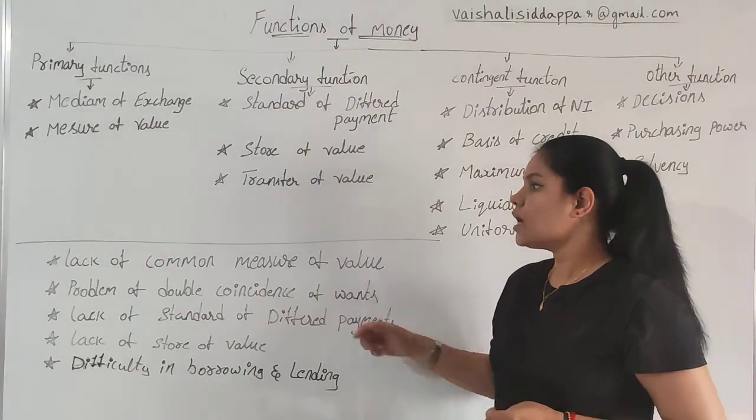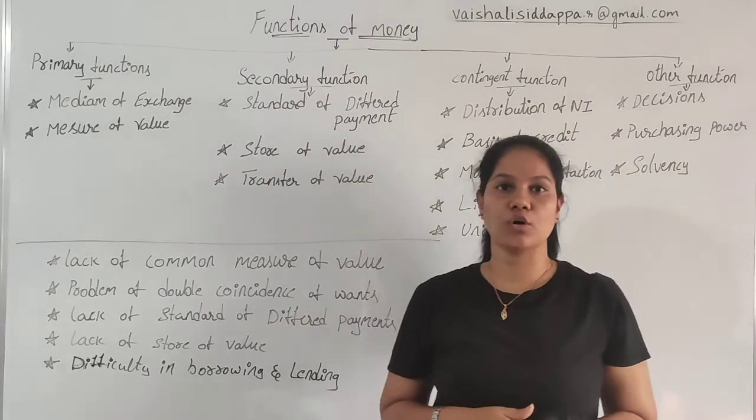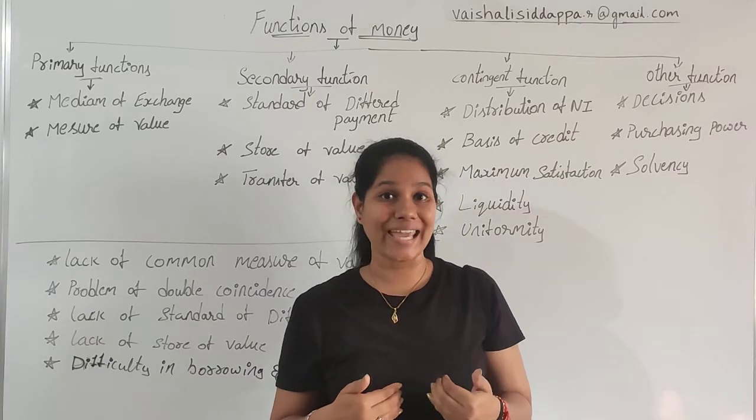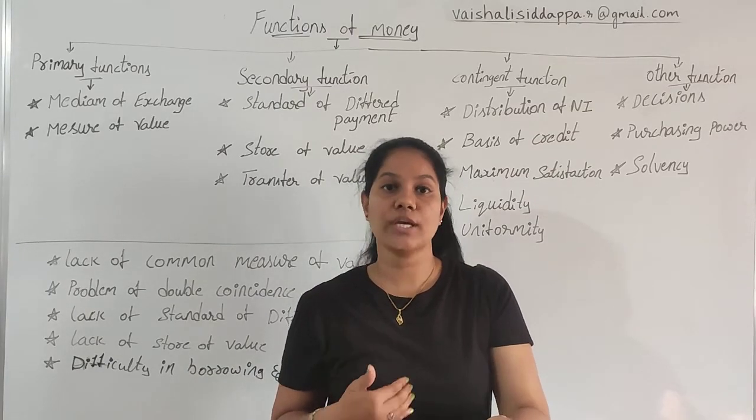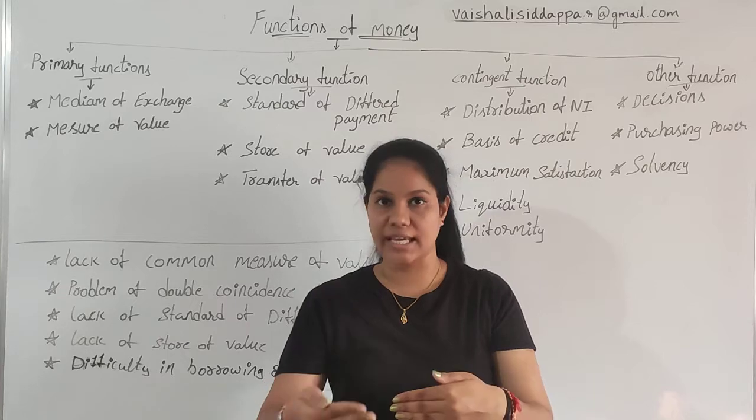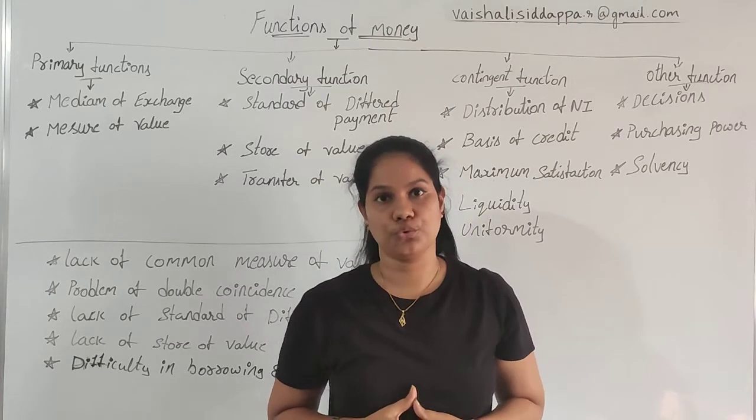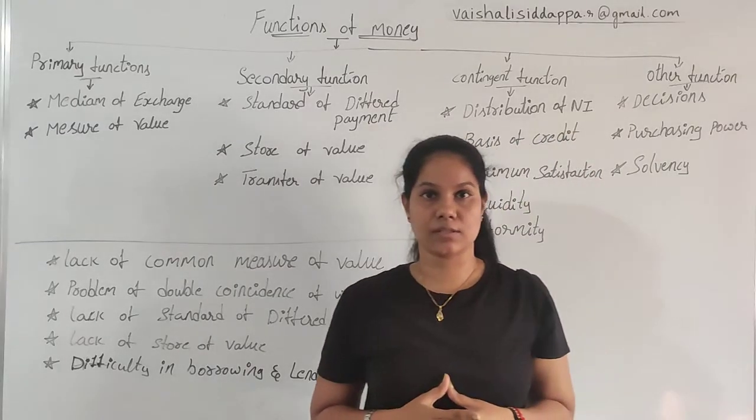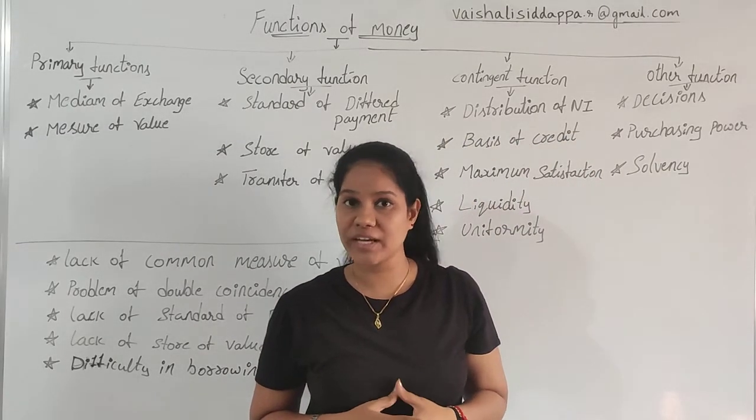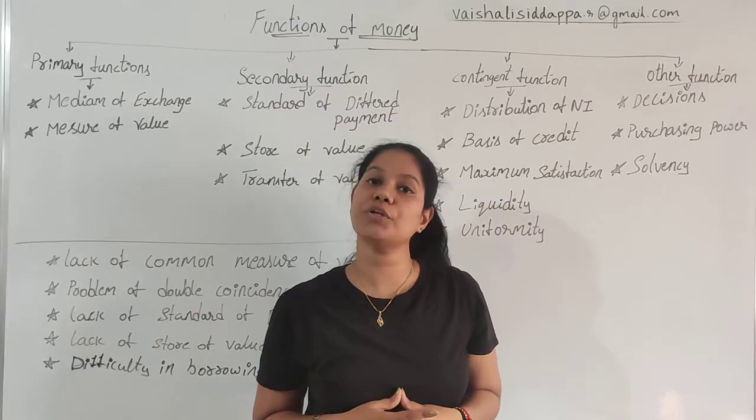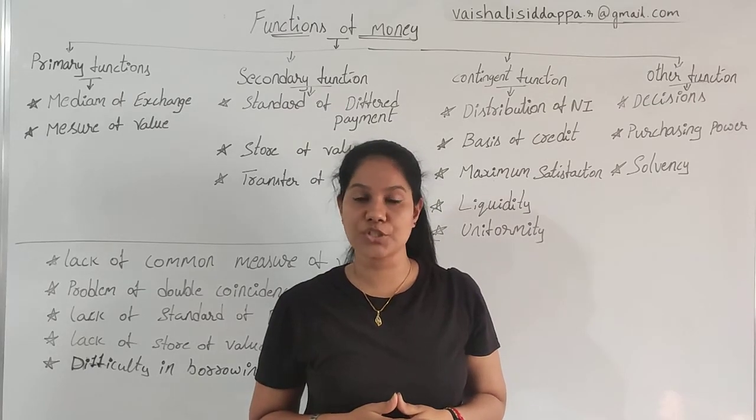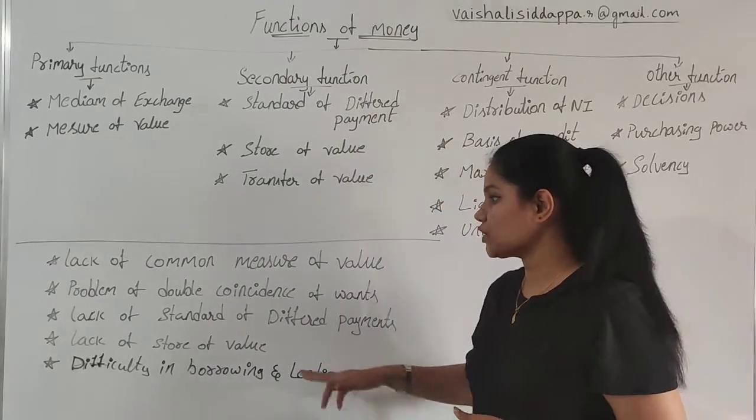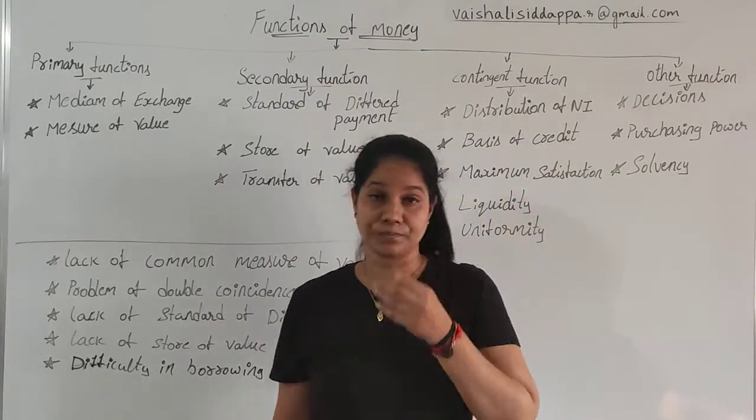The second one, the problem of double coincidence of wants. What you want, I should have; what I want, you should have. So double coincidence was an issue. Next, lack of a standard of deferred payments. How are you going to give salary or interest payments? What will the calculation be? It is really impossible.